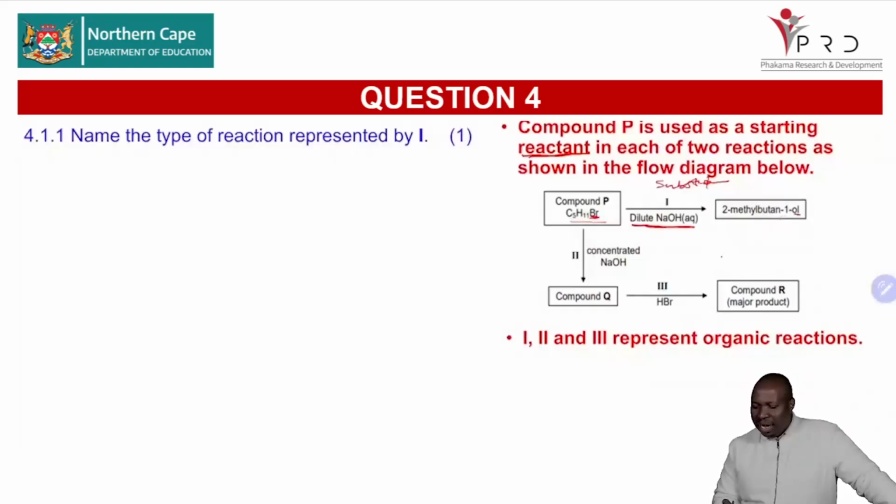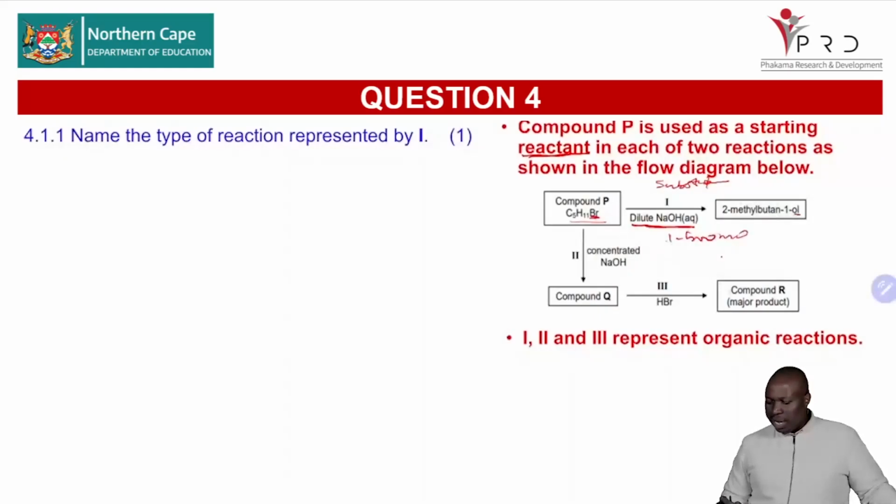It's 2-methyl butan-1-ol. That tells you that C5H11Br has a branch. So it cannot be 1-bromo-pentane. It cannot be pentane because it has a branch there. So it must be that there is a 2-methyl there and there is a bromo there. So you will see that you are having a 1-bromo.